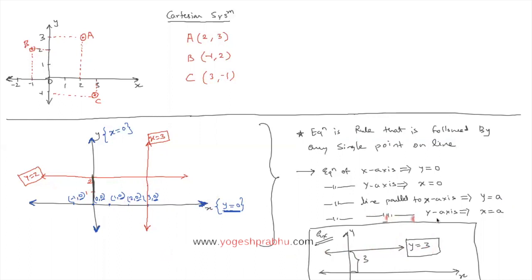And the equation of a line parallel to the y-axis would be x equal to a, where a is how far that line is. You understand this very well?